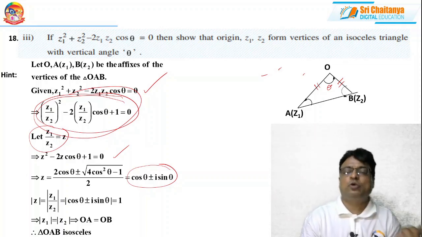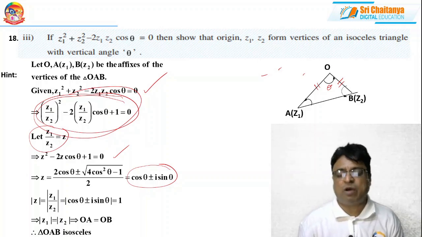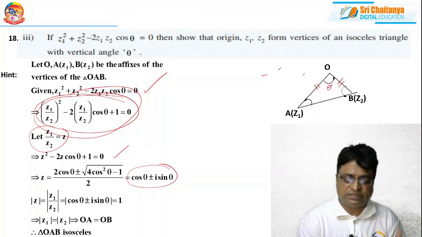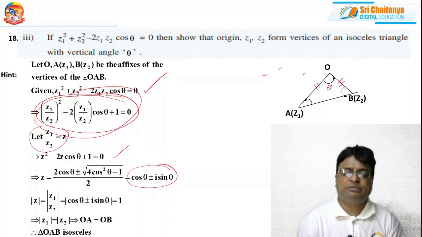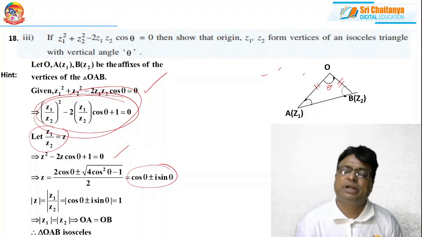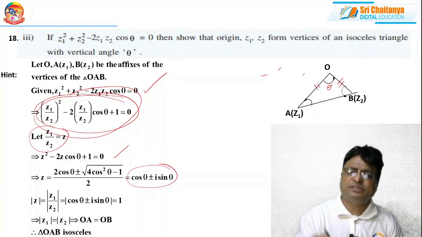cos theta plus or minus i sin theta, but mod Z is equal to mod of Z1 by Z2. Therefore, ultimately I have shown, because this is one of the litmus tests, how can I show that the triangle is isosceles? If any two sides are equal. So I proved that Z1 is equal to Z2, therefore obviously that triangle is what? Isosceles. This is one of the important concepts. There are several methods, of that this is one.